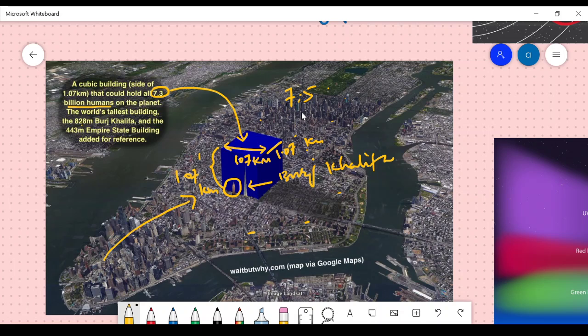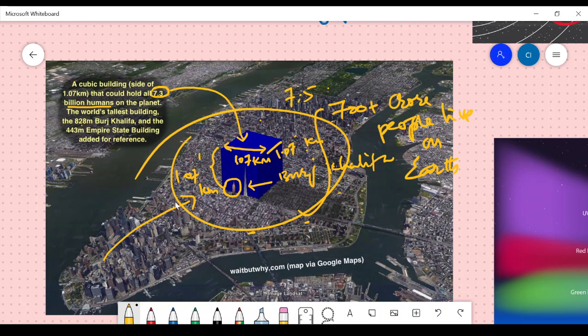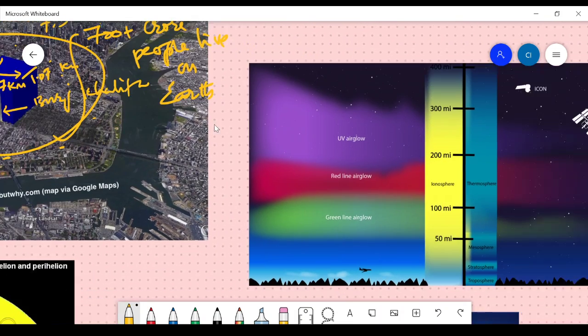So 700 crore, 700 plus crore people live on earth. Okay. So what he has done is, he has calculated what each person requires, and then integrated all this using a mathematical formula and put up a graph of this particular cube, which can accommodate all the human beings. That is just to represent how large these numbers are.